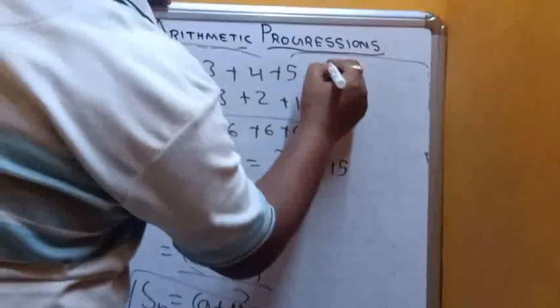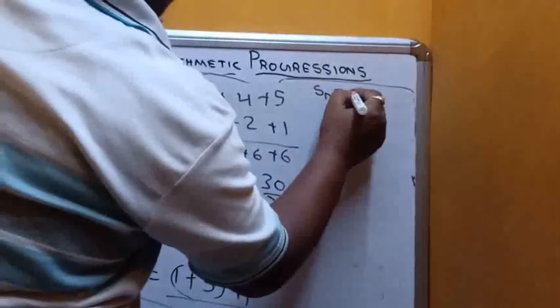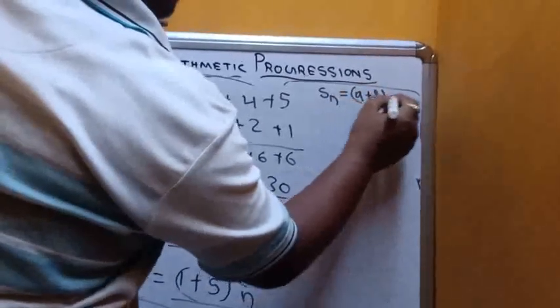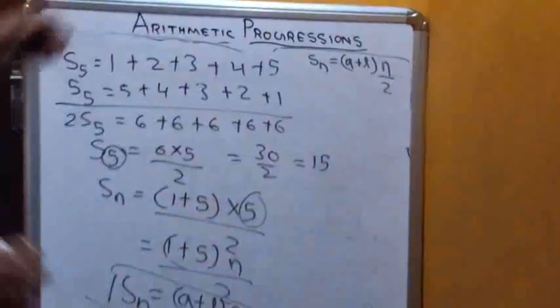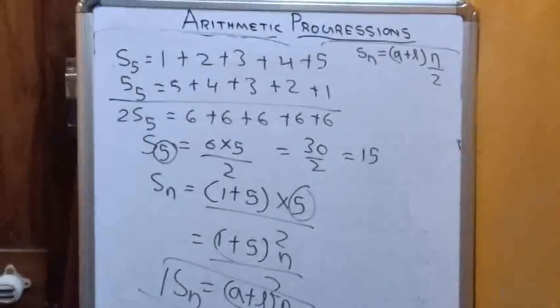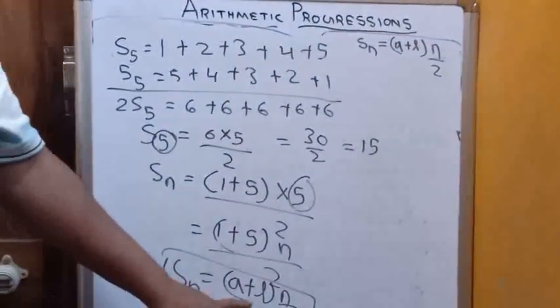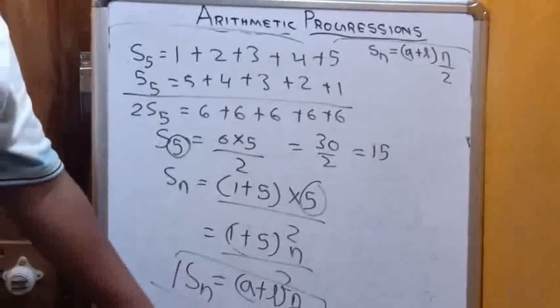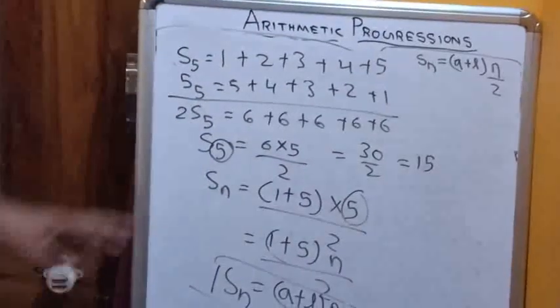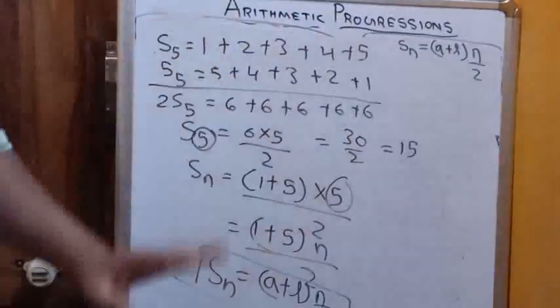Sn equals first term plus last term into n by 2. n equals what? Your number of terms. So Sn equals A plus L into n by 2. You get this if the first term and last term are given.